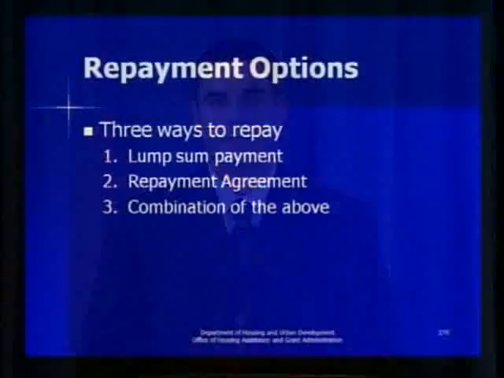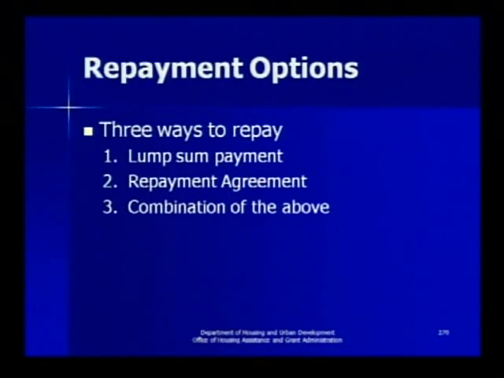Okay, repayment options. There are 3 ways in which a tenant can repay. One is through a lump sum payment all at once, nice and clean. They just pay back the money all at once. They could also enter into a repayment agreement, or they could do a combination of the lump sum and a repayment agreement, whereas they pay off one sum at one point and then agree to pay the rest over a period of time.